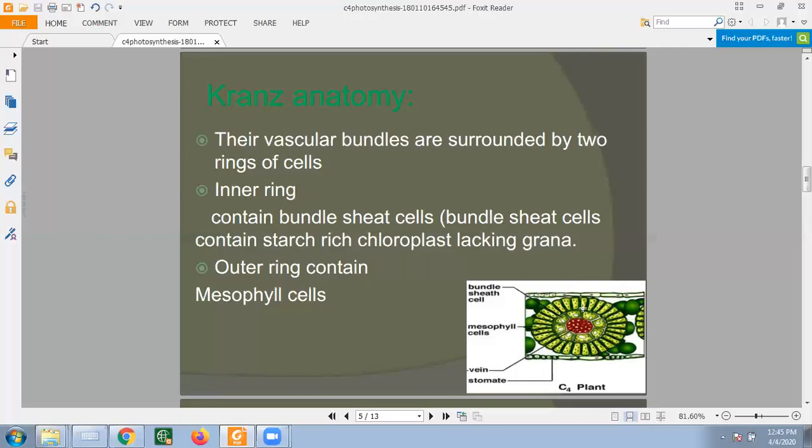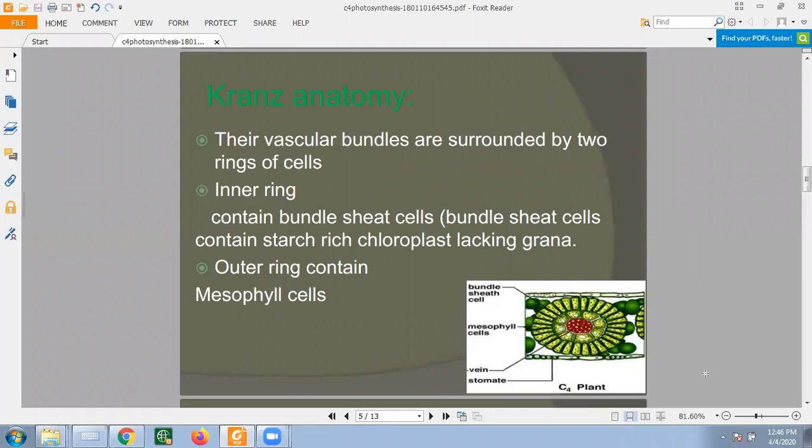In the leaves of these plants, the vascular bundles are surrounded by bundle sheath cells. These bundle sheath cells are very large parenchymatous cells, and they have chloroplasts. The bundle sheath cells contain a number of chloroplasts.